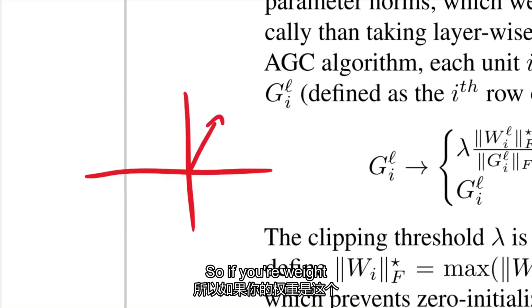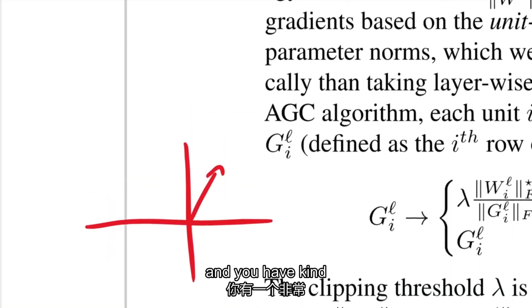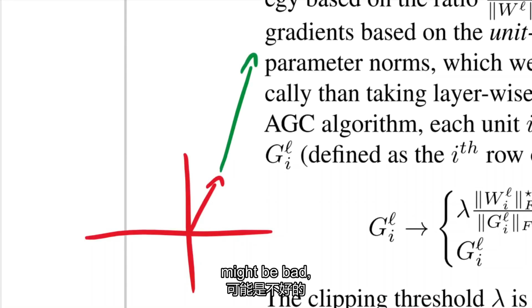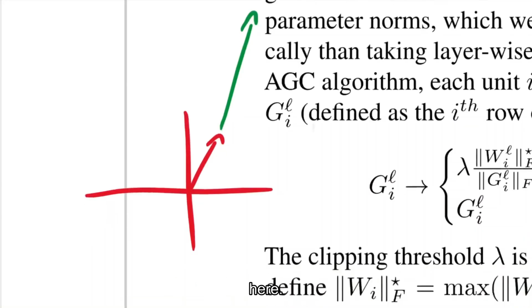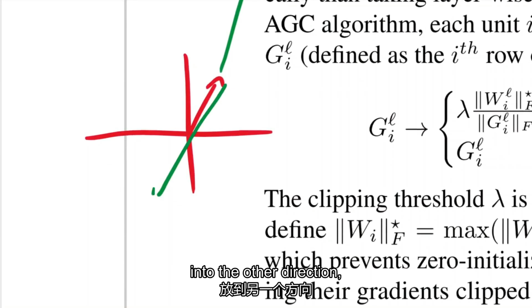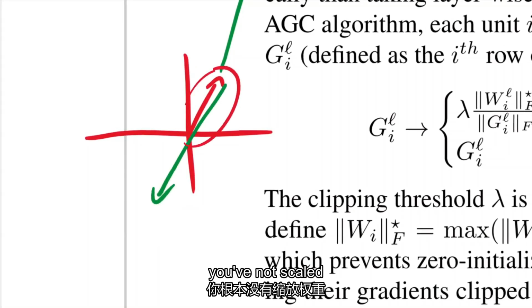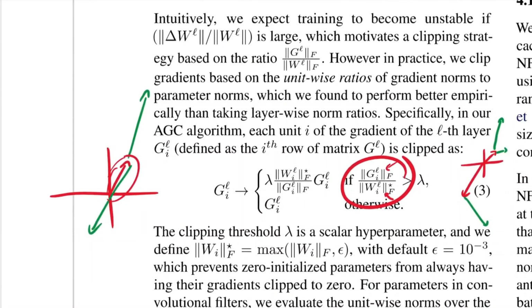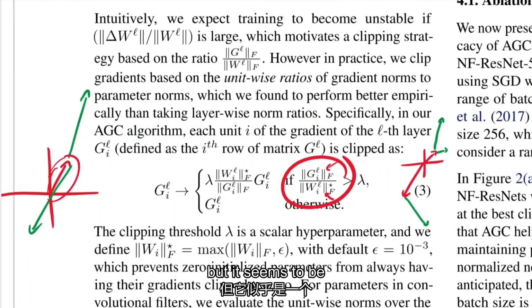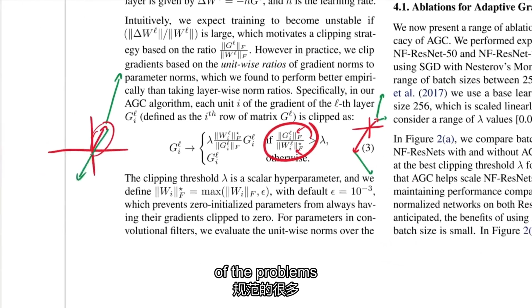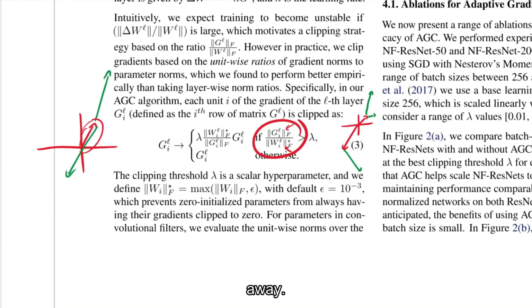So if your weight is this and you have a gradient that's really large that goes into this direction, that might be bad because you scale the weight by a factor of 3 right here. But if I take the same length gradient and just put it into the other direction, you've not scaled the weight at all, basically, but it's the same length of gradient. So just looking at norms isn't everything, but it seems to be a good heuristic. And with that heuristic, a lot of the problems of batch norms fall away.